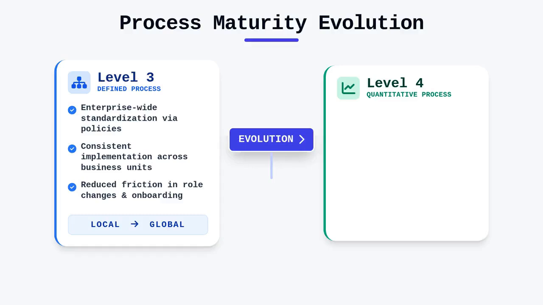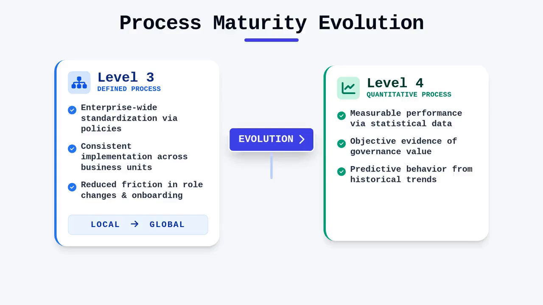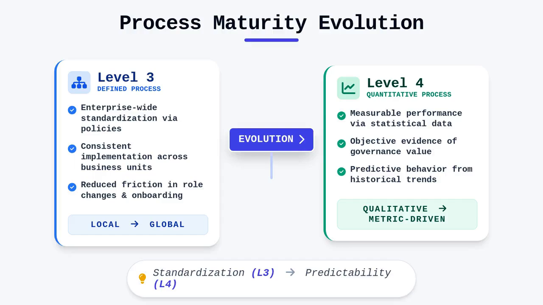Moving into Level 4, the quantitative process, we introduce the concept of measurable performance through the use of metrics and statistical data. This is where governance starts to demonstrate its value through objective evidence. The organization gathers data to understand the variations in process performance and can predict future behavior based on historical trends.